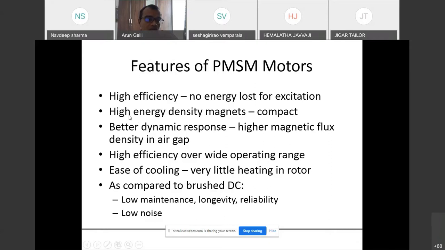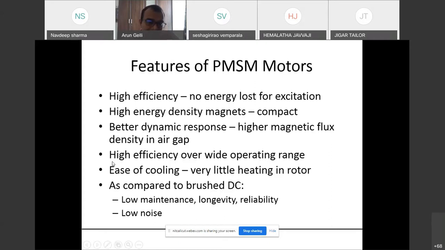Thereby, you get better dynamic response and higher magnetic field density in the air gap. So these machines are very good at dynamic response, and that's very much required for industrial applications as well. High efficiency over a wide operating range.